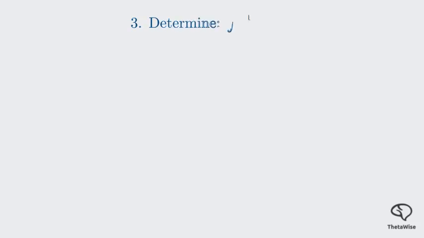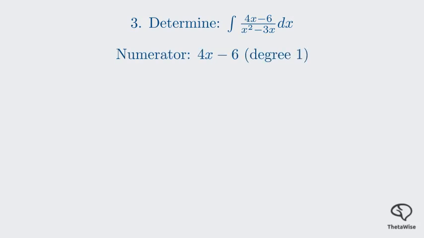We need to integrate 4x minus 6 divided by x squared minus 3x. Let's check the degrees. The numerator is degree 1, 4x minus 6. The denominator is degree 2, x squared minus 3x. In this case, the degree of the numerator is less than the degree of the denominator. This tells us we should try substitution.